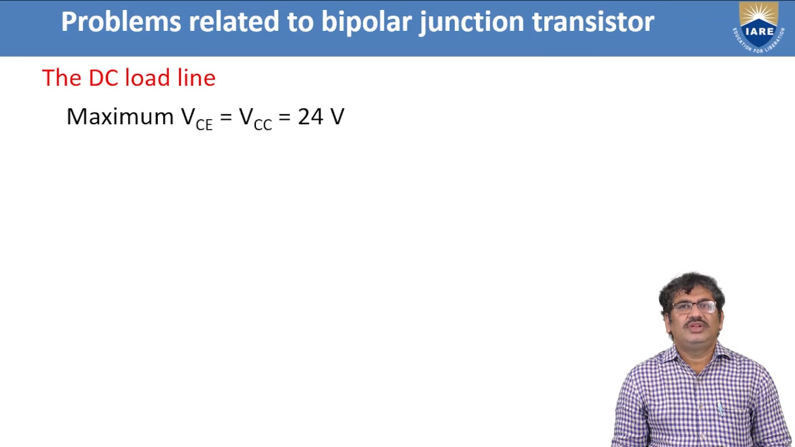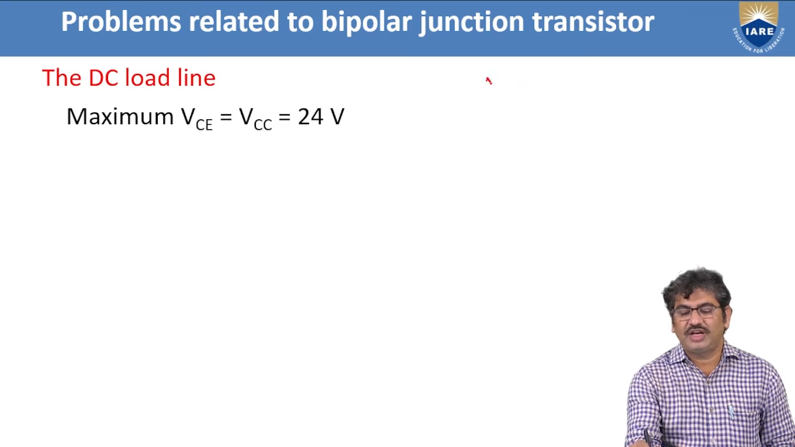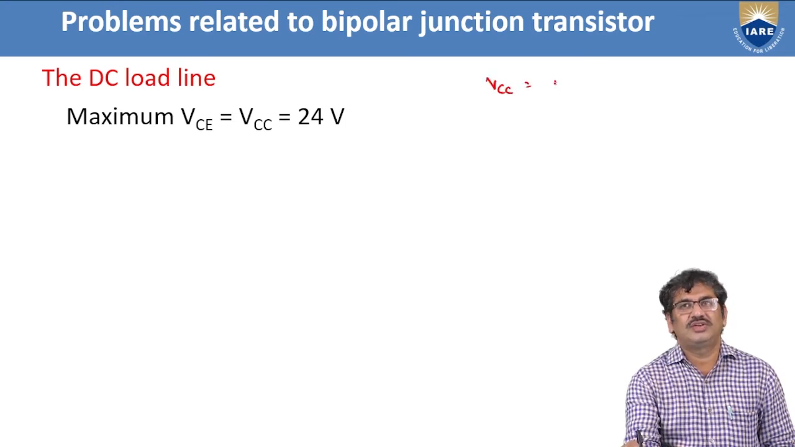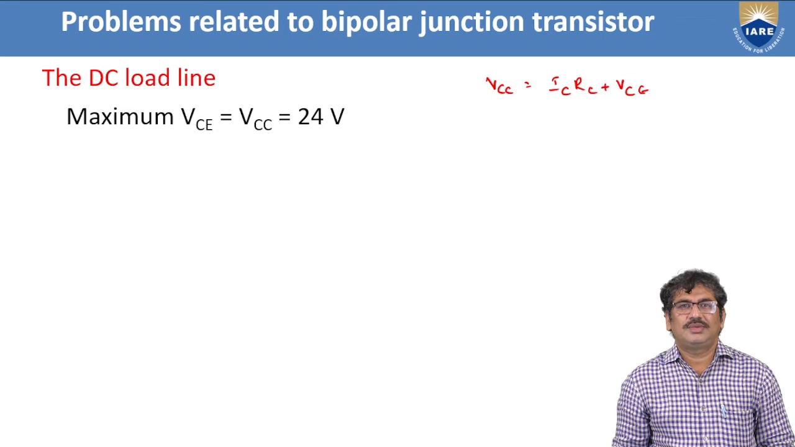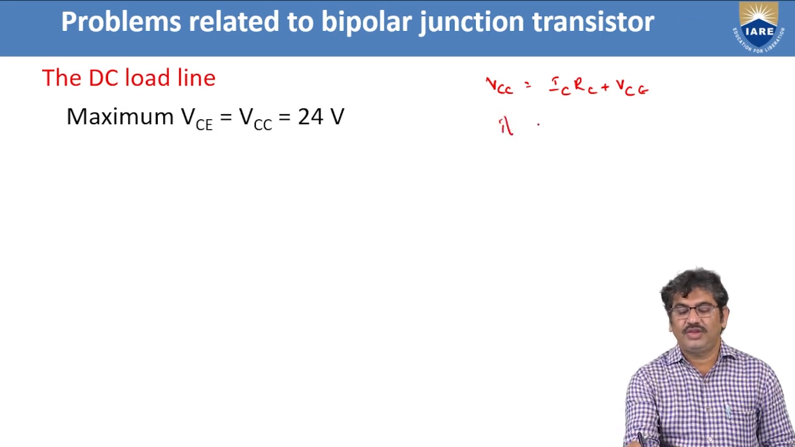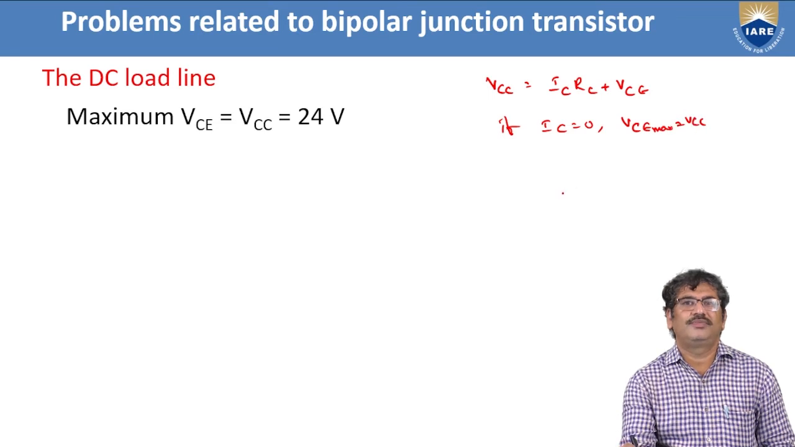For finding out VCE maximum, substituting IC as 0, then you'll get VCE maximum is equivalent to VCC, which is equivalent to 24 volts. Here we need to consider the KVL expression at the output side, that is VCC is equivalent to IC into RC plus VCE. For getting VCE maximum, substitute IC as 0. If IC is equivalent to 0, then you'll get VCE maximum, which is equivalent to VCC.